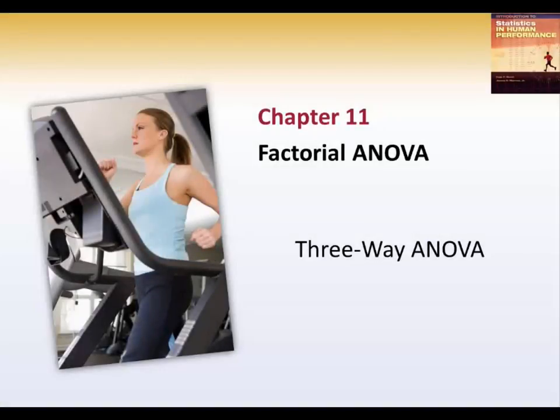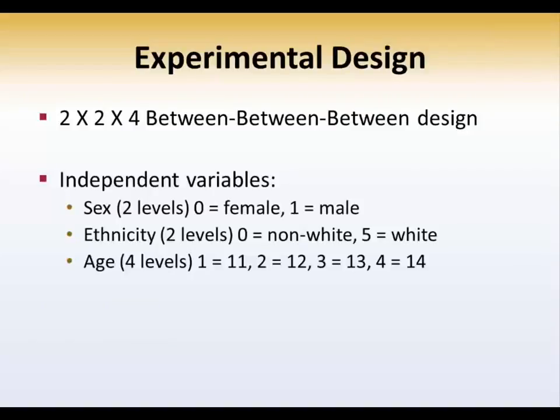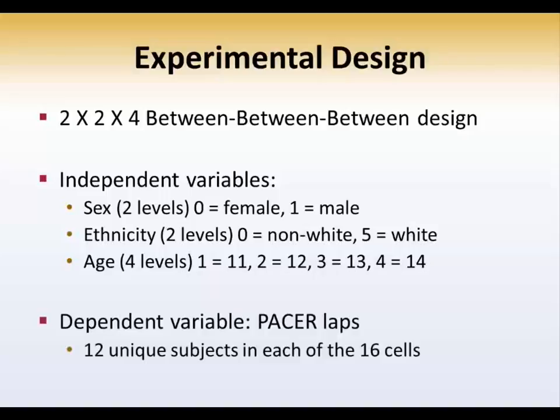Let's add now one level of complexity. Let's go to 3 independent variables. So we'll conduct a 3-way ANOVA. It's going to be a 2x2x4 between design. The independent variables will be 2 levels of sex, 2 levels of ethnicity, and 4 levels of age. The dependent variable is going to be pacer lapse. So there's going to be 12 unique subjects in each of 16 cells.